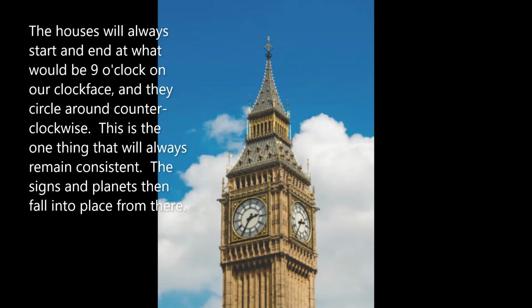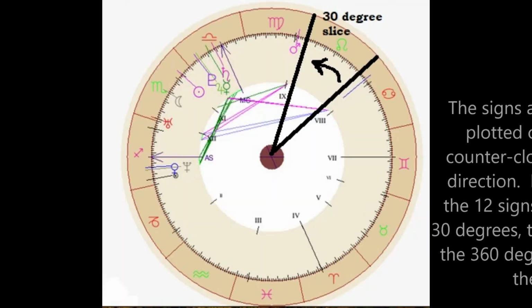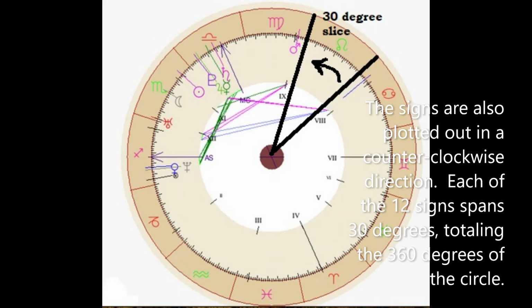The houses will always start and end at what would be 9 o'clock on our clock face, and they circle around counterclockwise. It doesn't matter whose chart you are looking at, this is the one thing that will always remain consistent. The signs and planets then fall into place from there. The signs are also plotted out in a counterclockwise direction.